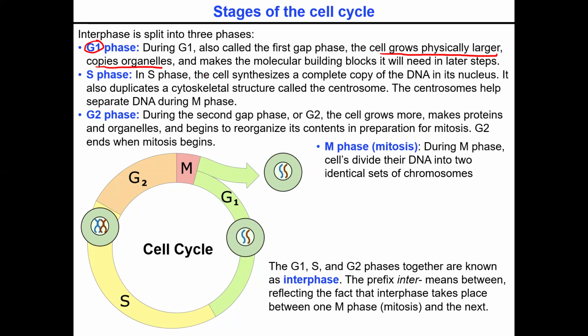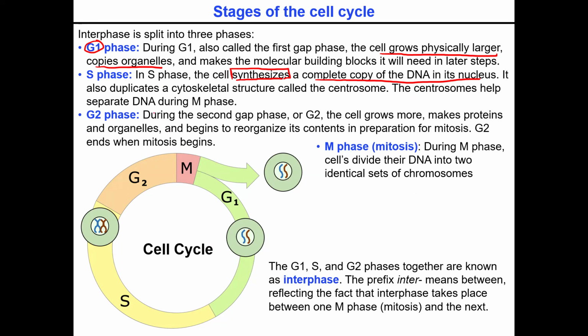In our S phase, which is called the synthesis phase, the cell makes a copy of the DNA in its nucleus. It's also going to duplicate its cytoskeleton structures called the centrosomes, which are going to help separate DNA during the M phase. So think about the S phase as making complete copies of that DNA in the nucleus. Now we're getting ready with that DNA in order to have that second set, so we can go through cell division and have everything we need and identical copies when it comes to those daughter cells.